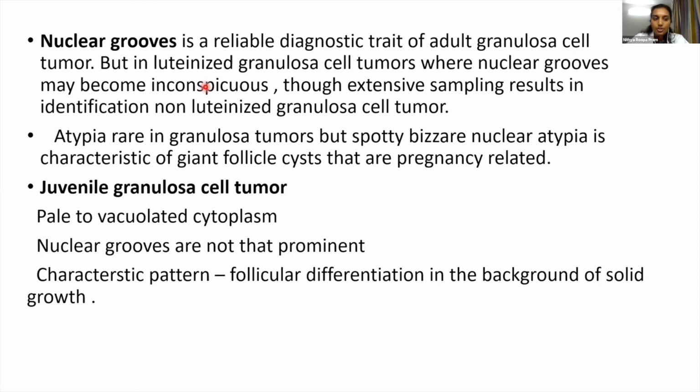Now, the other differential is juvenile granulosa cell tumor, where the cells have pale to vacuolated cytoplasm. Nuclear grooves are not prominent. The characteristic pattern is follicular differentiation in the background of solid growth.